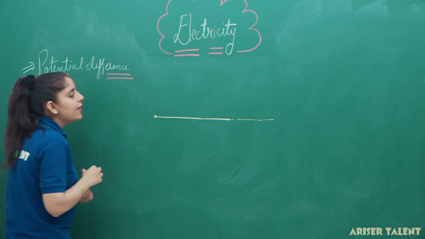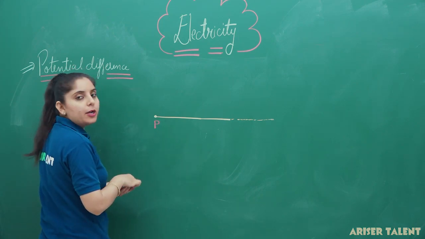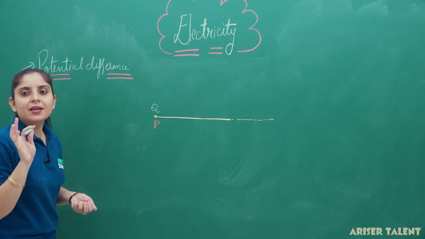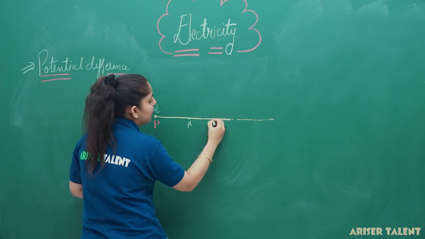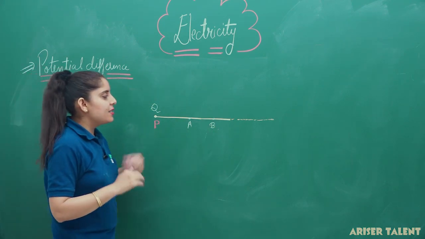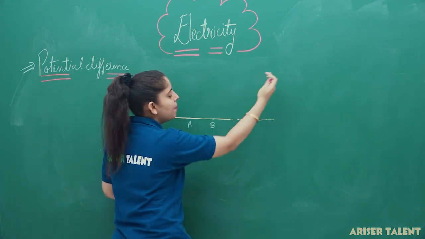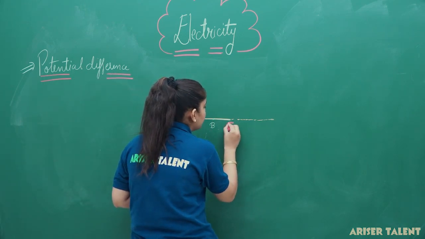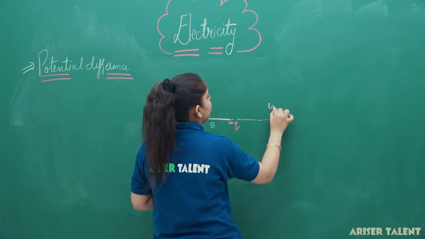Now suppose I am considering here, this is our point P, and on this point P I have placed a charge Q. Now I am considering 2 points here, point A and point B. You can see that these 2 points are closer to each other. Now this is where I am bringing a unit positive charge. Suppose I am bringing a charge of plus Q, and this plus Q charge is brought from infinity.